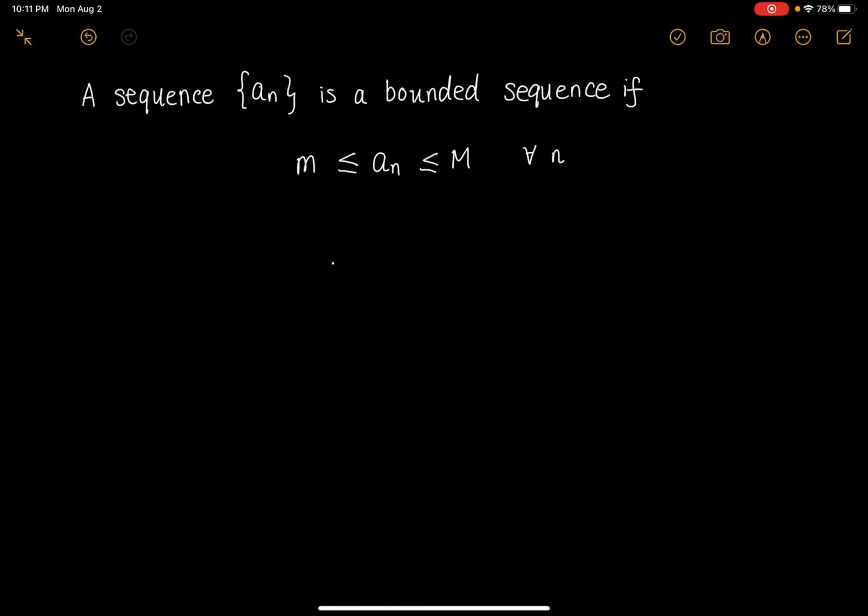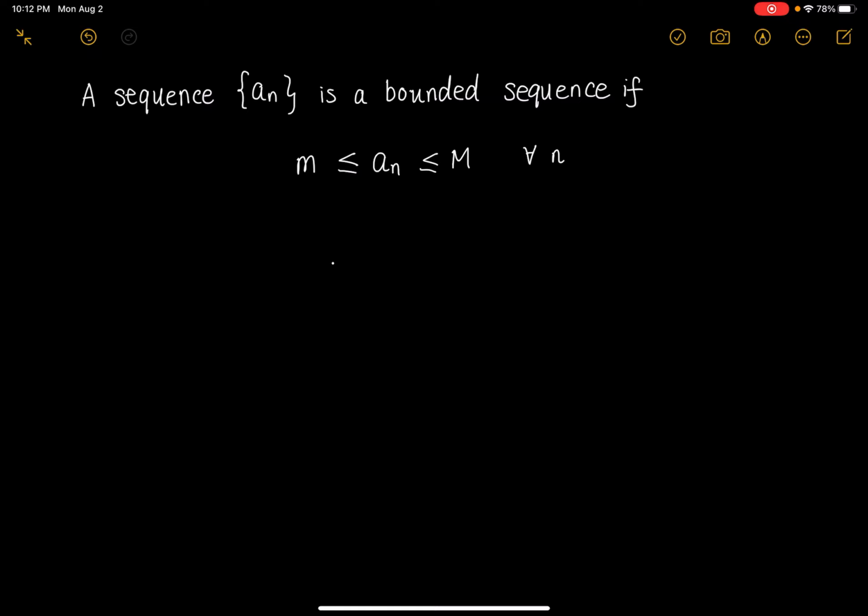A sequence a_n is a bounded sequence if it's bounded below and bounded above. That is the definition from the textbook, but you can simplify it to say that there exists a number lowercase m such that m is less than or equal to a_n for all n. That symbol is for all n, every n.